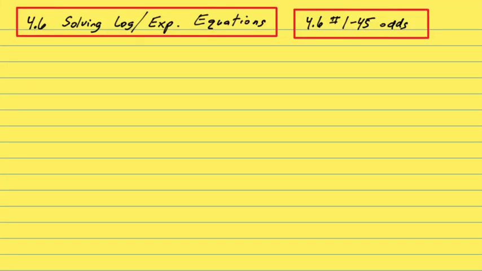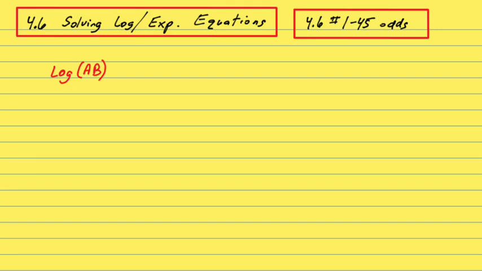We're going to start 4.6 in Algebra 2 Honors, solving logarithmic and exponential equations. The assignment's going to be 4.6, 1 to 45 odds. And to do these, I really don't have any new instructions. You know how to solve equations, order of operations. But you do need, again, to know your properties.